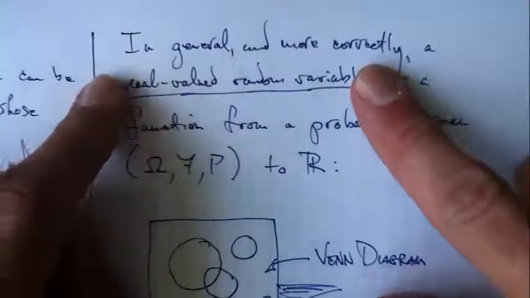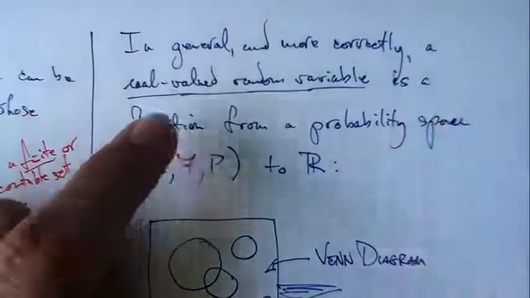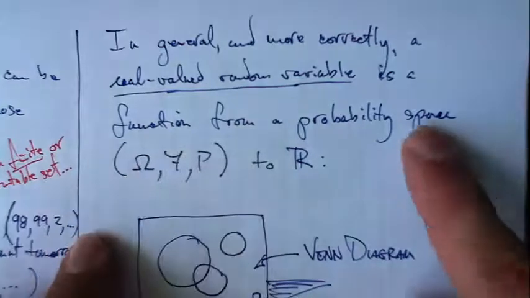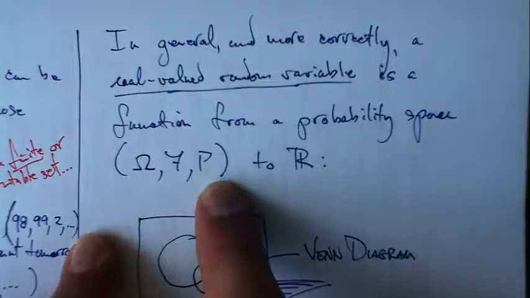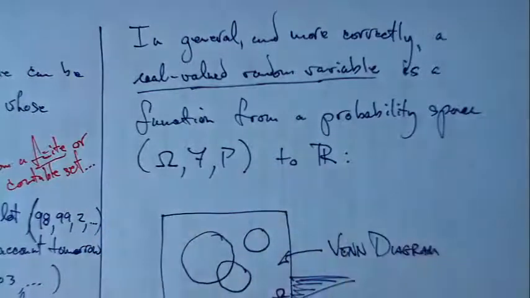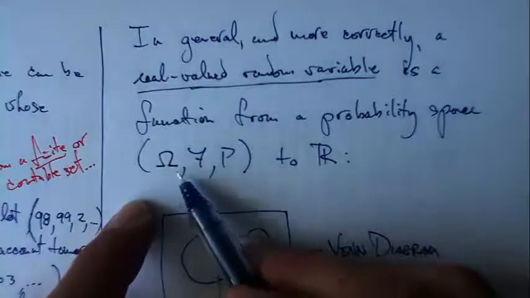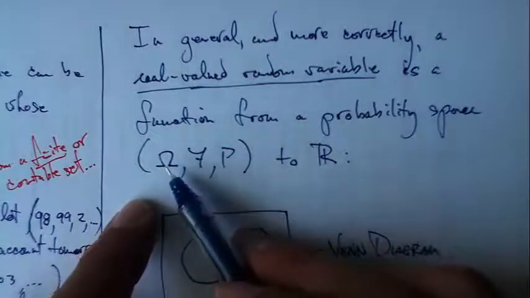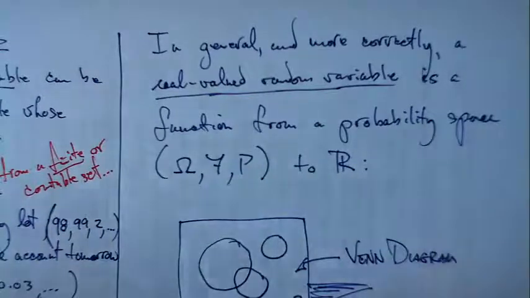In general, and more correctly, a real valued random variable is really a function from a probability space, whatever that is, to the real numbers. Here's the probability space, that's our notation for it. What is a probability space? Think of it like this, it's real simple. This is omega. Omega is the collection of all the possible things that can occur when we do an experiment.